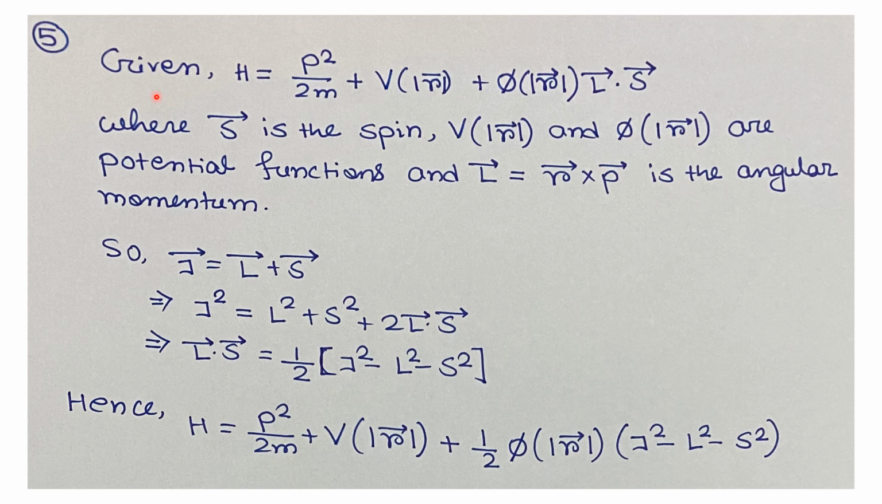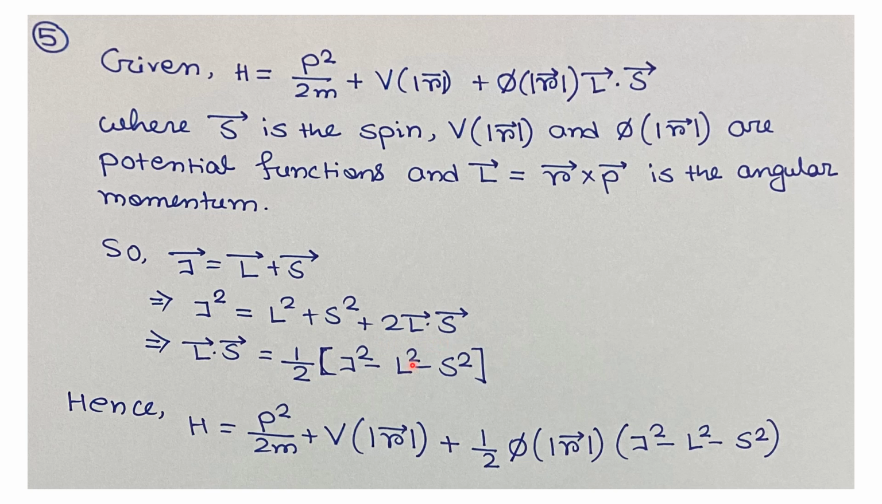So the Hamiltonian of the system is given by p square by 2m plus V as a function of mod r plus phi as a function of mod r times L dot s. Now we can write the total angular momentum vector for the particle or for the system as J equals L plus S. So we'll take the dot product on both sides. So we'll get J square equals L square plus S square plus 2 L dot S.